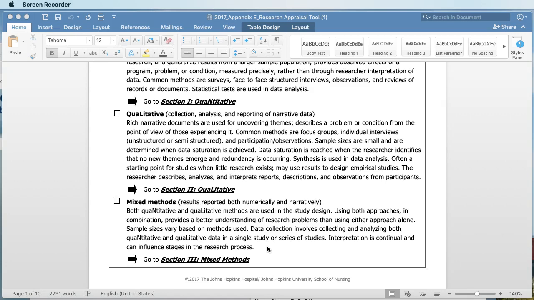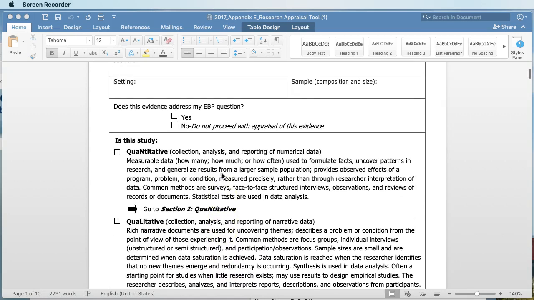And so when you interpret a mixed methods study, you're going to be looking both at how they manage the quantitative component and then how they manage the qualitative component. And so you'll see section 3, mixed methods, is where you would go for that.